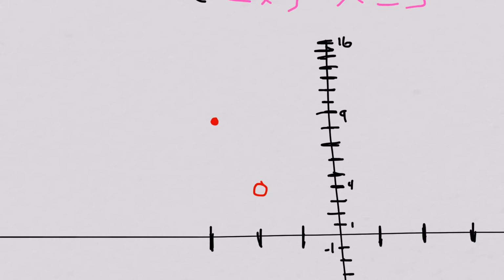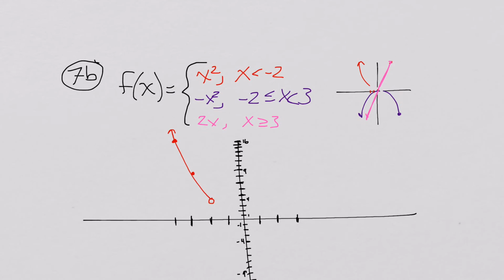I could even make it more accurate and go one more point over if I wanted to. Go to an x value of negative 4, and I know that if my x value is negative 4, my y value should be 16. So that point right there. So we get a little parabola going up like that. All right, that is not a straight line. That is a parabola.